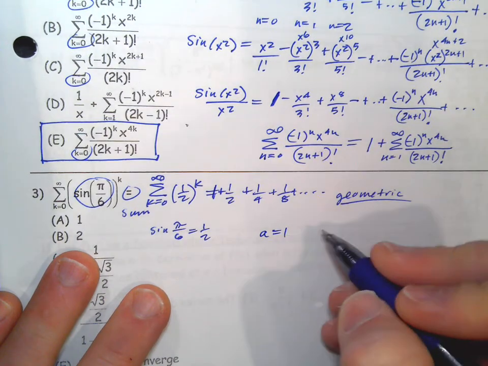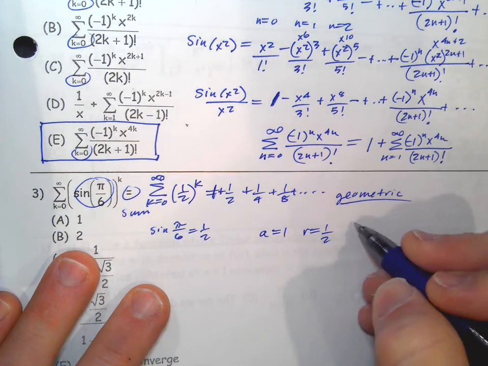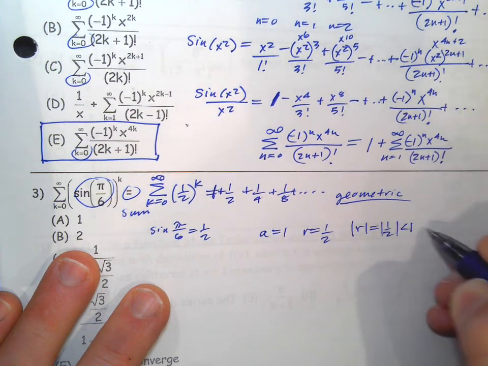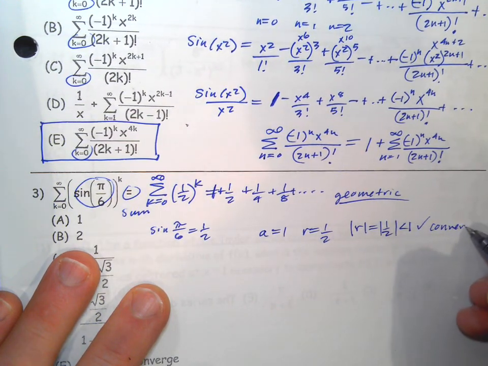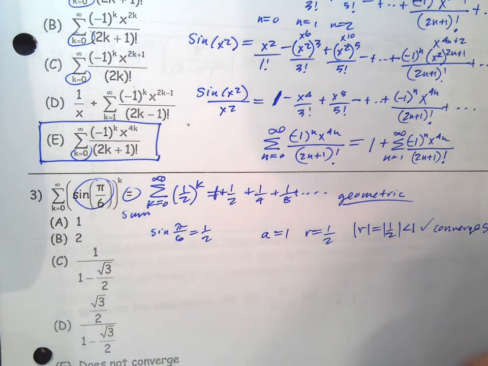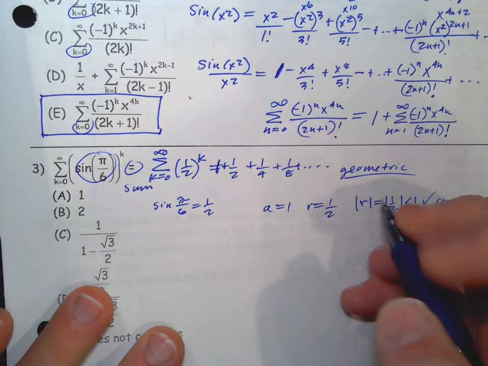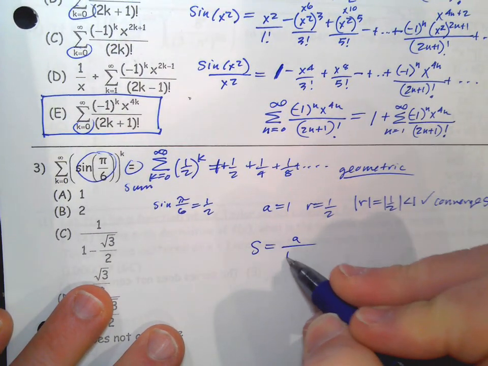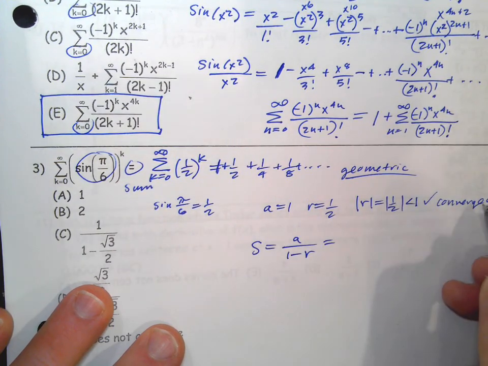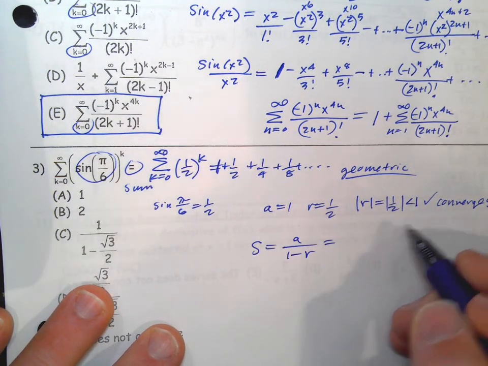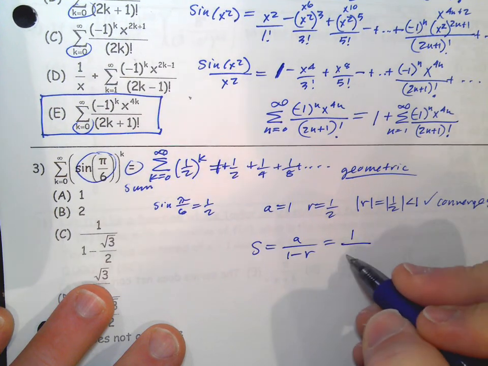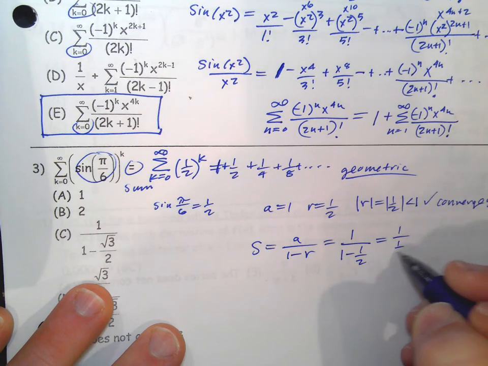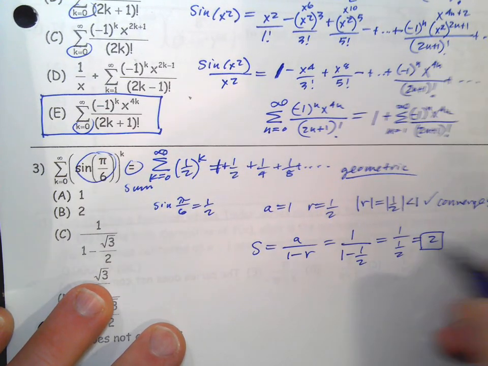A equals 1, r equals 1/2. You got to make sure that the absolute value of r is less than 1. Make sure it converges. If it doesn't, answer E is an option this time, right? So got to watch out. Some people won't even think about it. This formula, S equals a over 1 minus r, will still give you a number if you apply it to a series that doesn't converge. It doesn't make sense that you're using that formula, but it'll give you a number, and I bet that number will be in the list of multiple choice answers. So, 2.